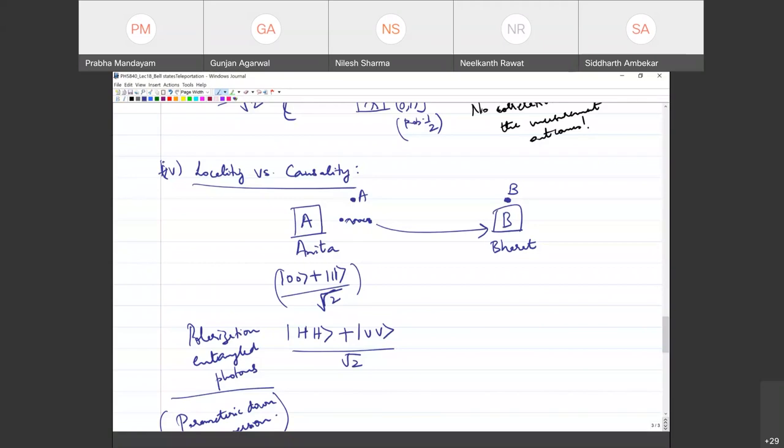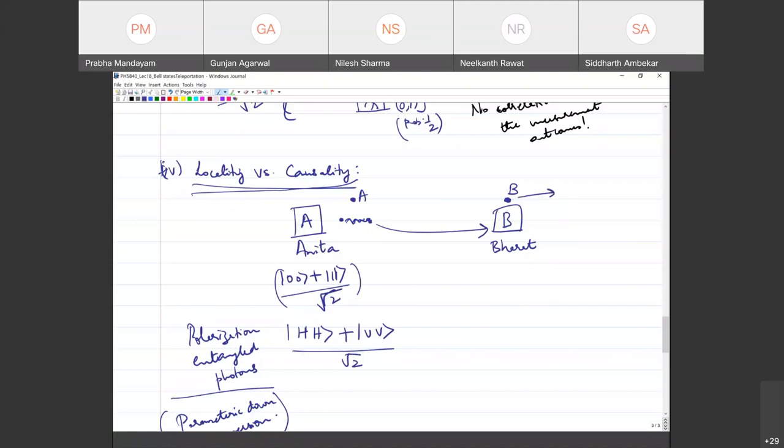And now if they both make measurements on their local photons, they will find the polarization degrees of freedom to be perfectly correlated, right? Now, this seems to violate two crucial aspects of physics, which is locality and causality, right? So, for example, it doesn't matter who does the measurement first. No matter who does the measurement first, or no matter whether they measure simultaneously, whatever that means, the outcomes are perfectly correlated.